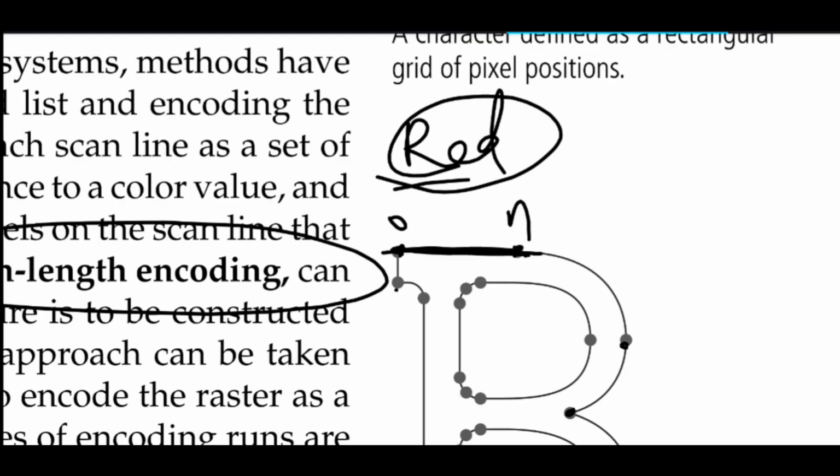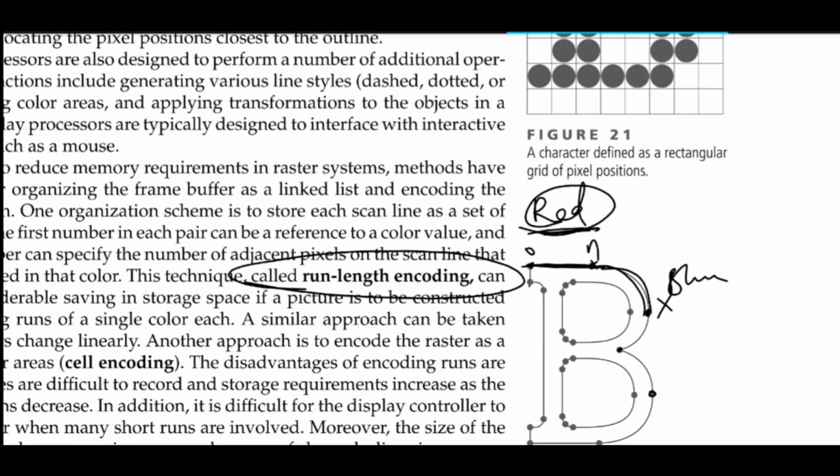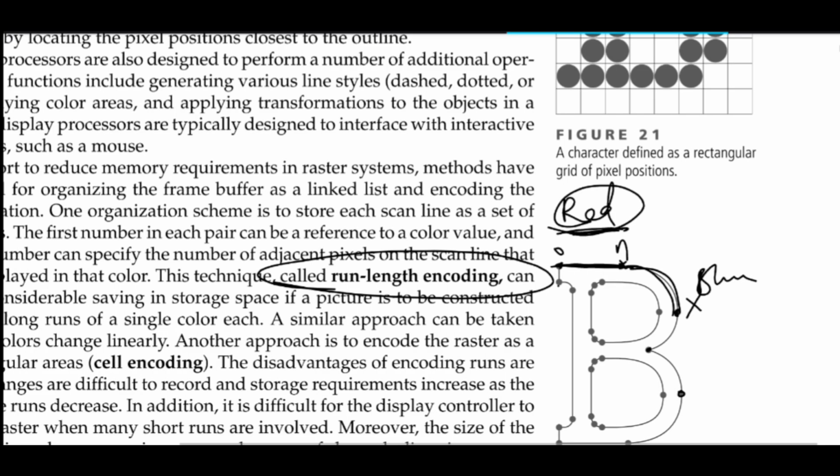It only stores pixel locations: from 0 to n the color continues as red, then from n to x it continues as blue. This type of information. If some pixels are continuous and have the same information, then we use run length encoding.